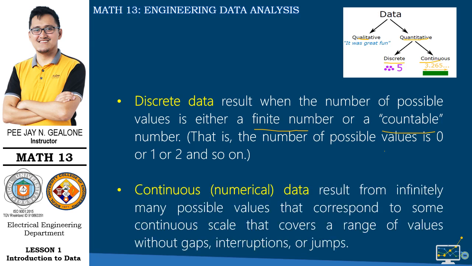On the other hand, continuous data results from infinitely many possible values that correspond to some continuous scale that covers a range of values without gaps, interruptions, or jumps. An example in your module is the gallons of milk. So, hindi naman necessary na ang isang cow will only produce exactly 1 gallon, 2 gallons, no? So, they can produce, say, a quarter gallon or 1.235 gallons of milk. So, continuous data is simply data that is not a whole number, or it could be a whole number, but it can also be a decimal number, and so on and so forth.